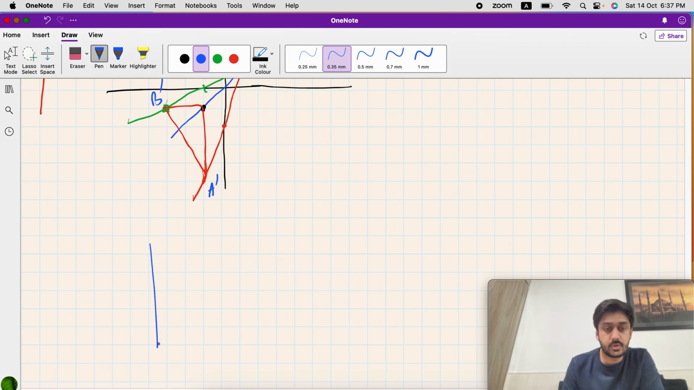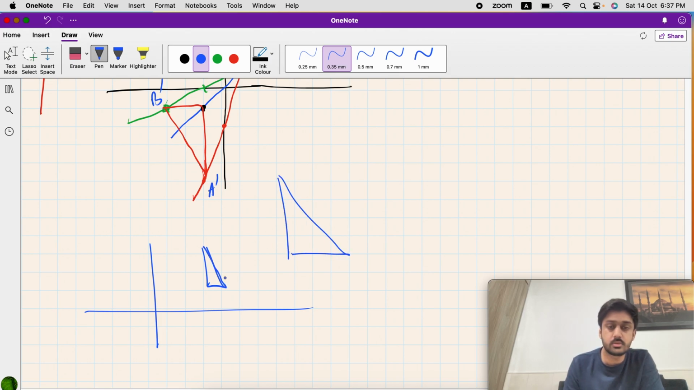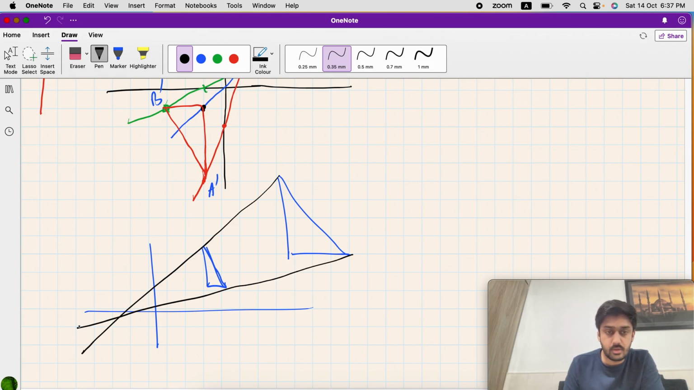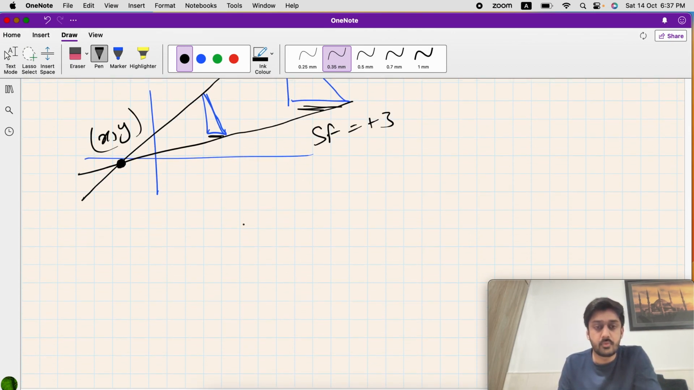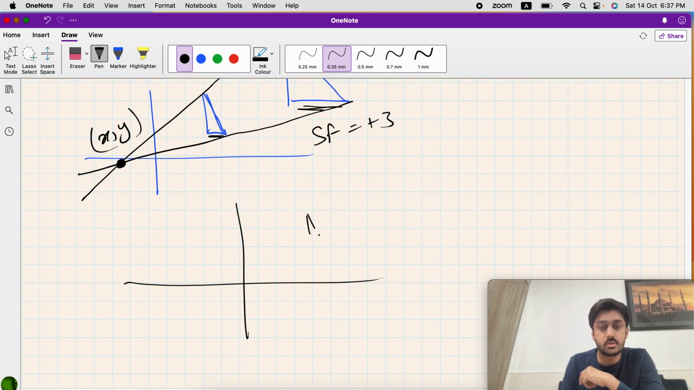So how would you find the center and scale factor if object and image are already there? So reverse of whatever we did, join them, and this is your center of enlargement. And what is the scale factor? You can count this. This is 1, this is 3. Scale factor is +3. For negative, this would be an inverted shape.